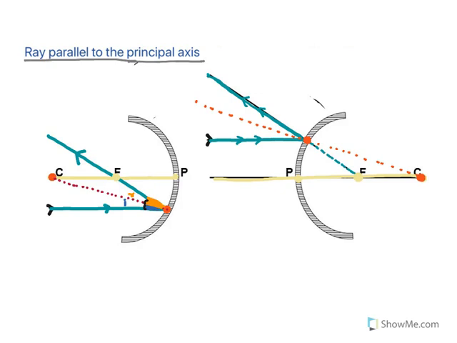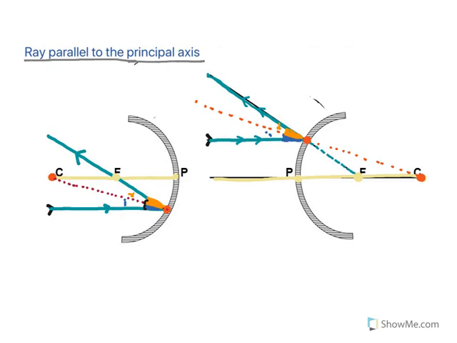Now the angle of incidence is the angle between the incident ray and the normal. So we have the incident ray here and this is the normal. So this is our angle of incidence. We'll call it I. Angle of reflection is the angle between the reflected ray and the normal. And this is now the angle of reflection, that is R.